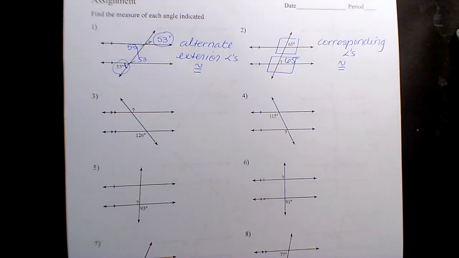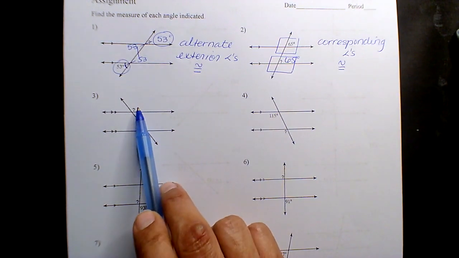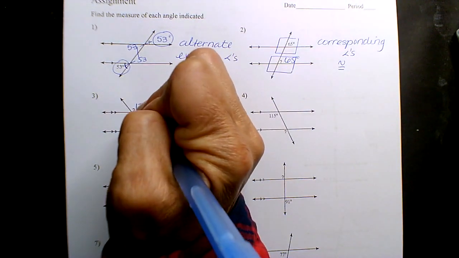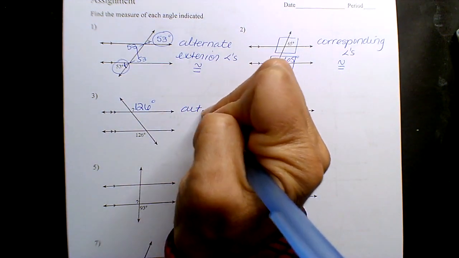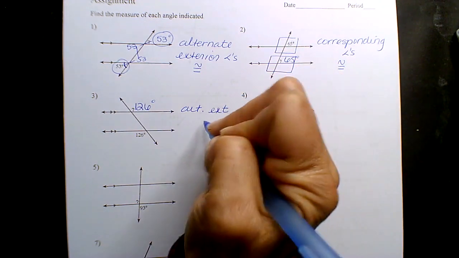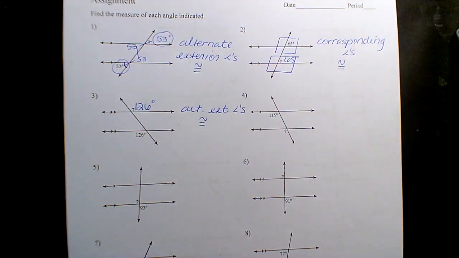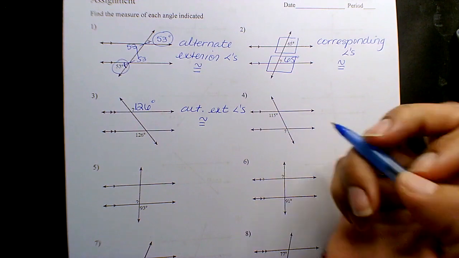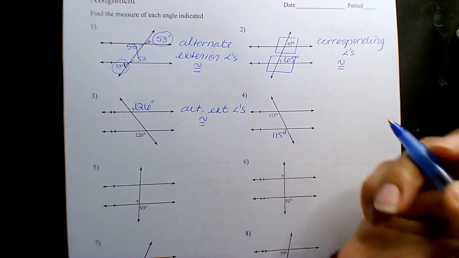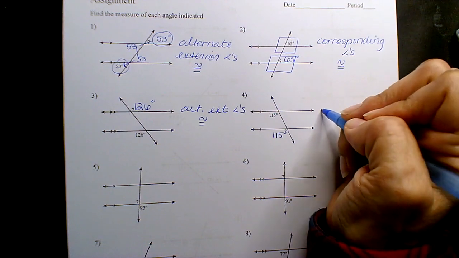All right, the third one, if this is 126 degrees, what's the question mark? 126. And what's the angle pair relationship? Very good. And if you don't want to write the whole thing, you could just go Alt-X if you don't want to write alternate exterior. It's up to you. Okay, if this is 115 degrees, what's this angle measure? Yeah. And so what's the angle pair relationship? Corresponding. Very good.